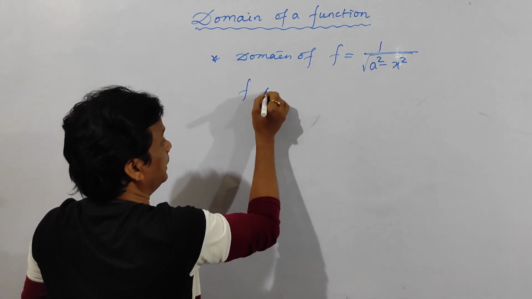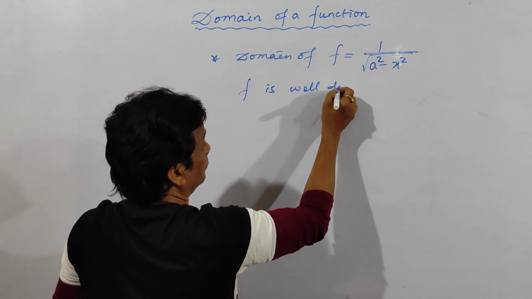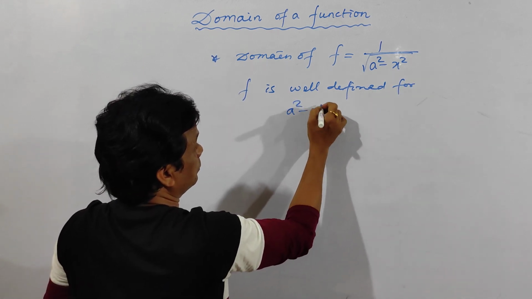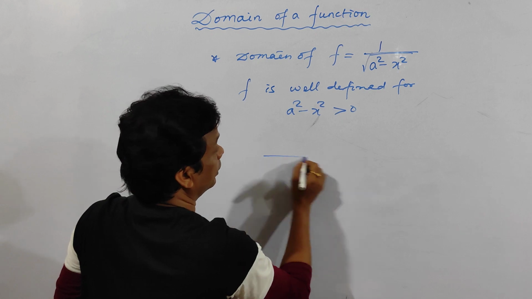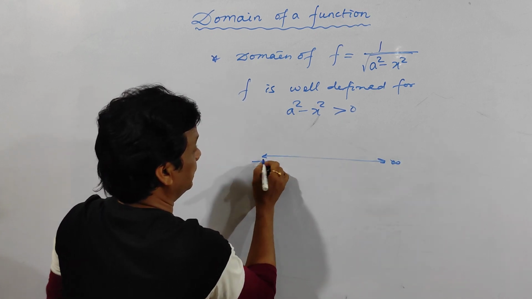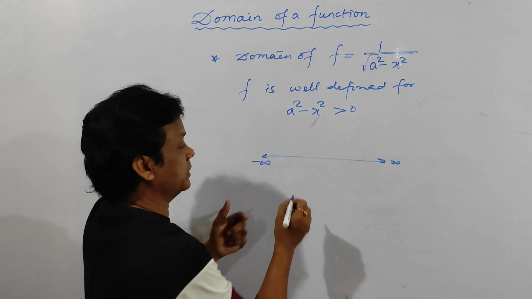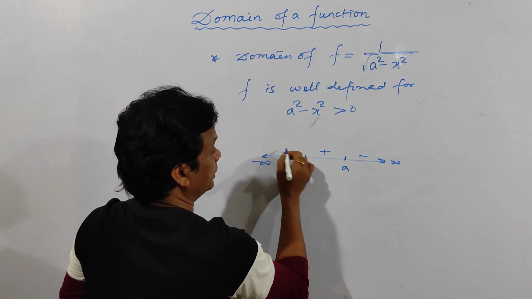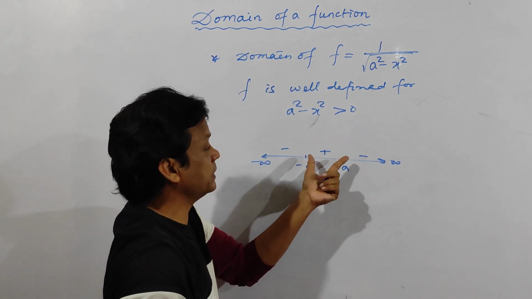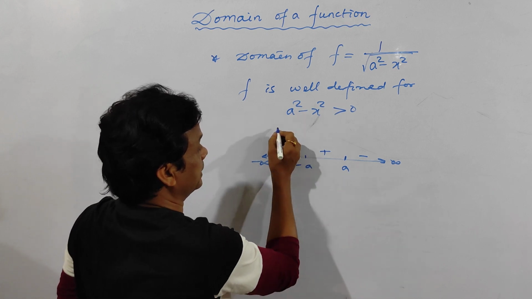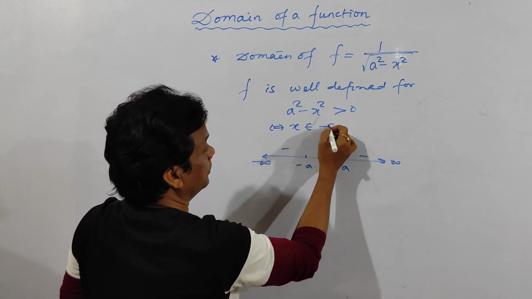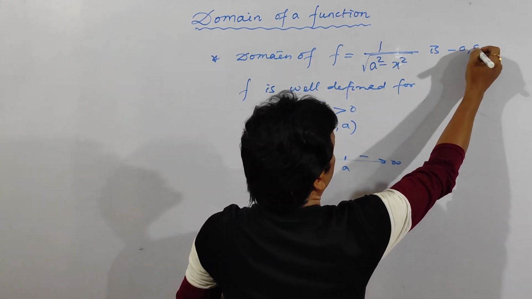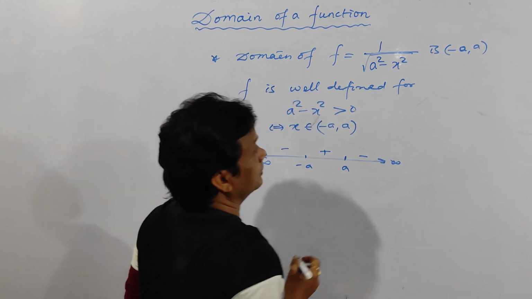That means f will be fine for a square minus x square greater than 0. And draw a number line, this is minus infinity to infinity, a square minus x square equal to 0, x is equal to plus minus a. This is minus a, this is plus a, and the sign of x square is negative, so negative, positive, negative. And your requirement is only positive, that means in between minus a and plus a. So x belongs to the open interval minus a to a. So the domain of this one is the open interval minus a to a. So this is your answer.